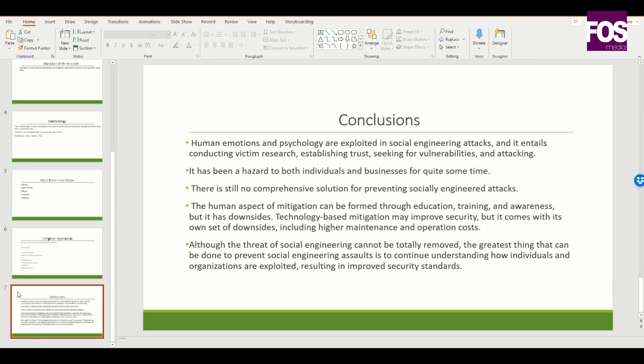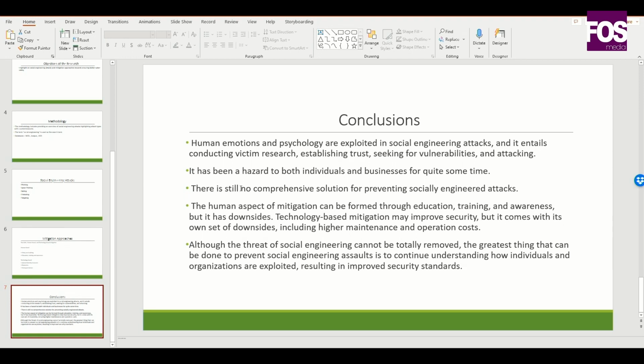So finally, the conclusion. Basically, human emotions and psychology are exploited in social engineering attacks, and it entails conducting victim research. That means gathering information, and then after gathering information they will try to win your trust and become friendly with you, and then they will seek vulnerabilities, and then they will try to attack. So it has been a hazard to both individuals and businesses all the time. For these kinds of attacks there is no comprehensive security solution, because it does not cooperate with human trust, and the attacker tries to exploit that human trust and gain some advantage.